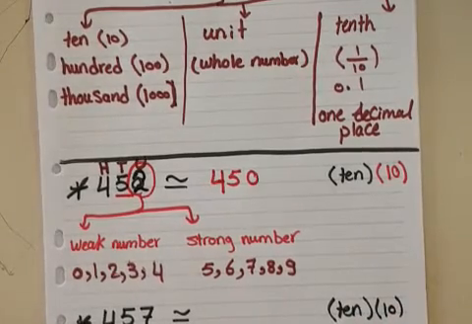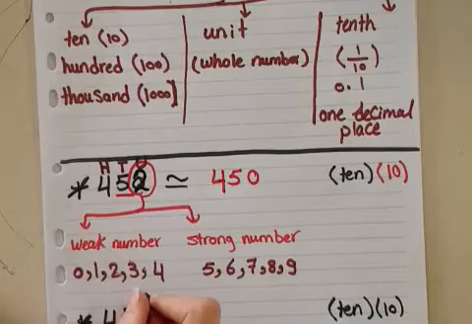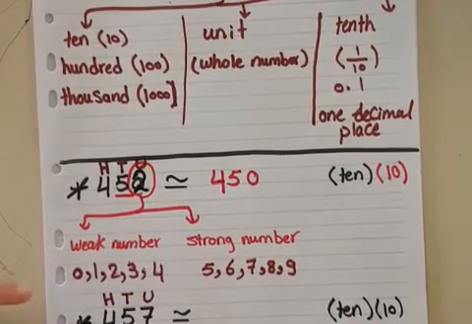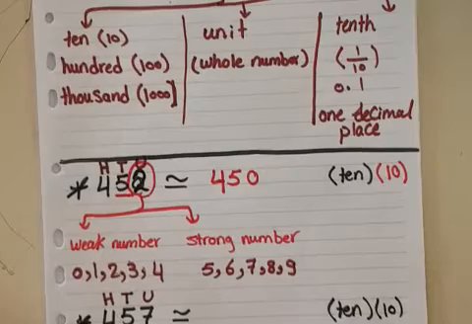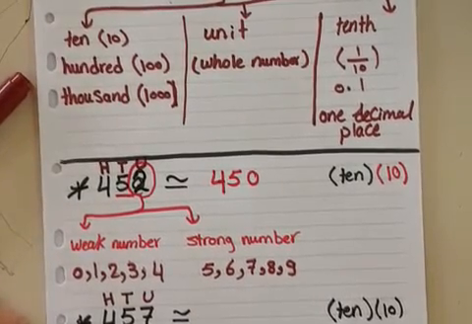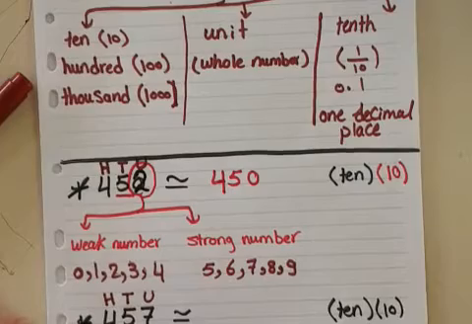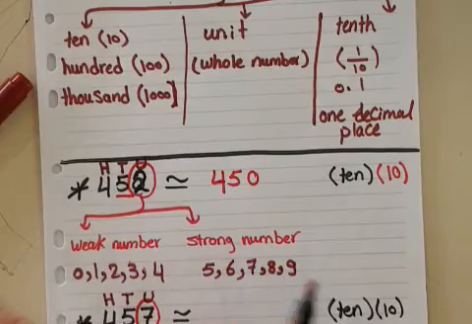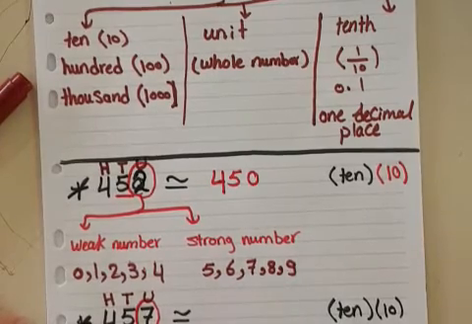What shall we do? Of course, we have the place values of each digit. Here is unit, here is 10, and here is 100. Underline which digit? Underline the 10. Where is the 10 here? Underline the 5, which is the 10, and circle the next number on the right hand of the number, which is the 7. Ask yourself, the 7 is a weak number or a strong number? Of course, the 7 is a strong number.